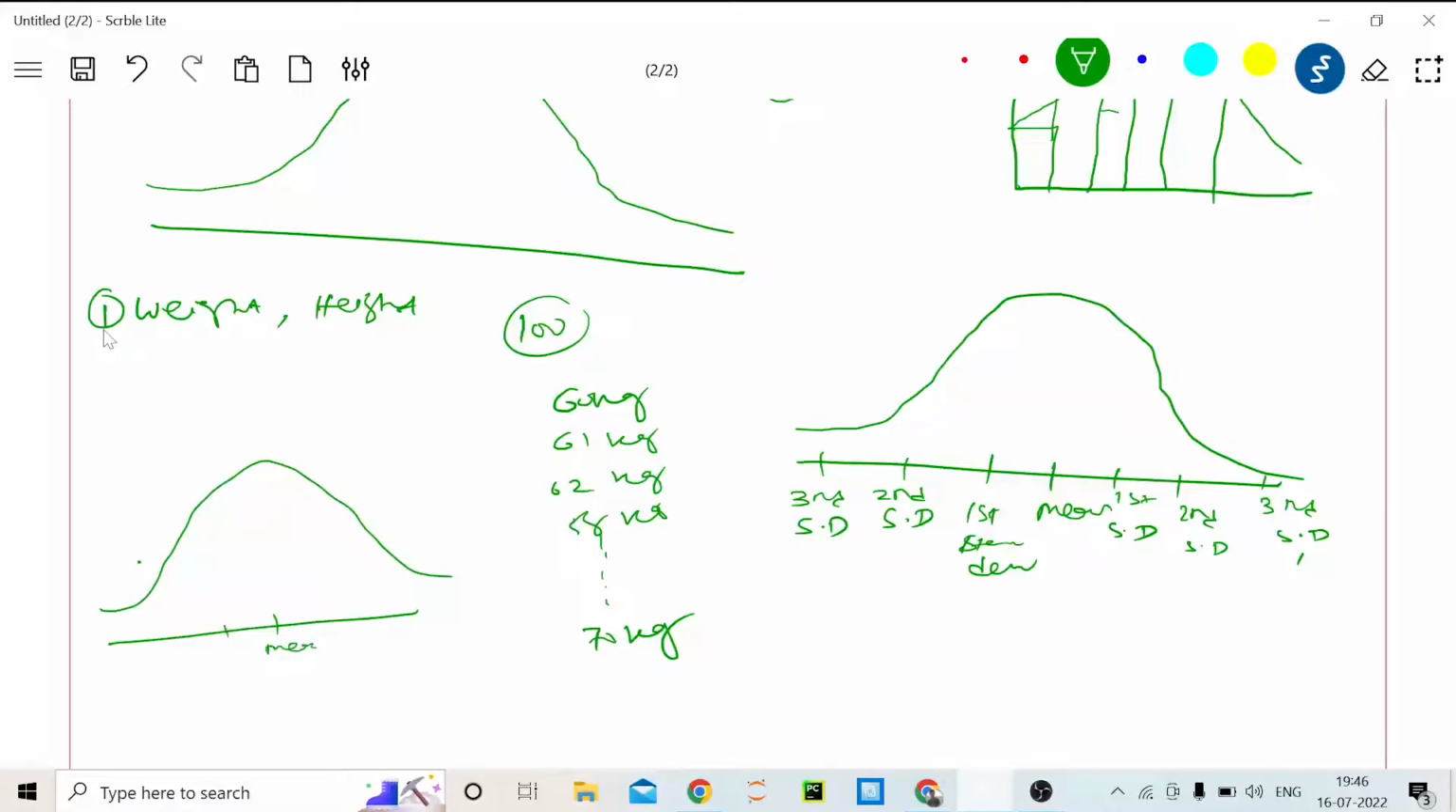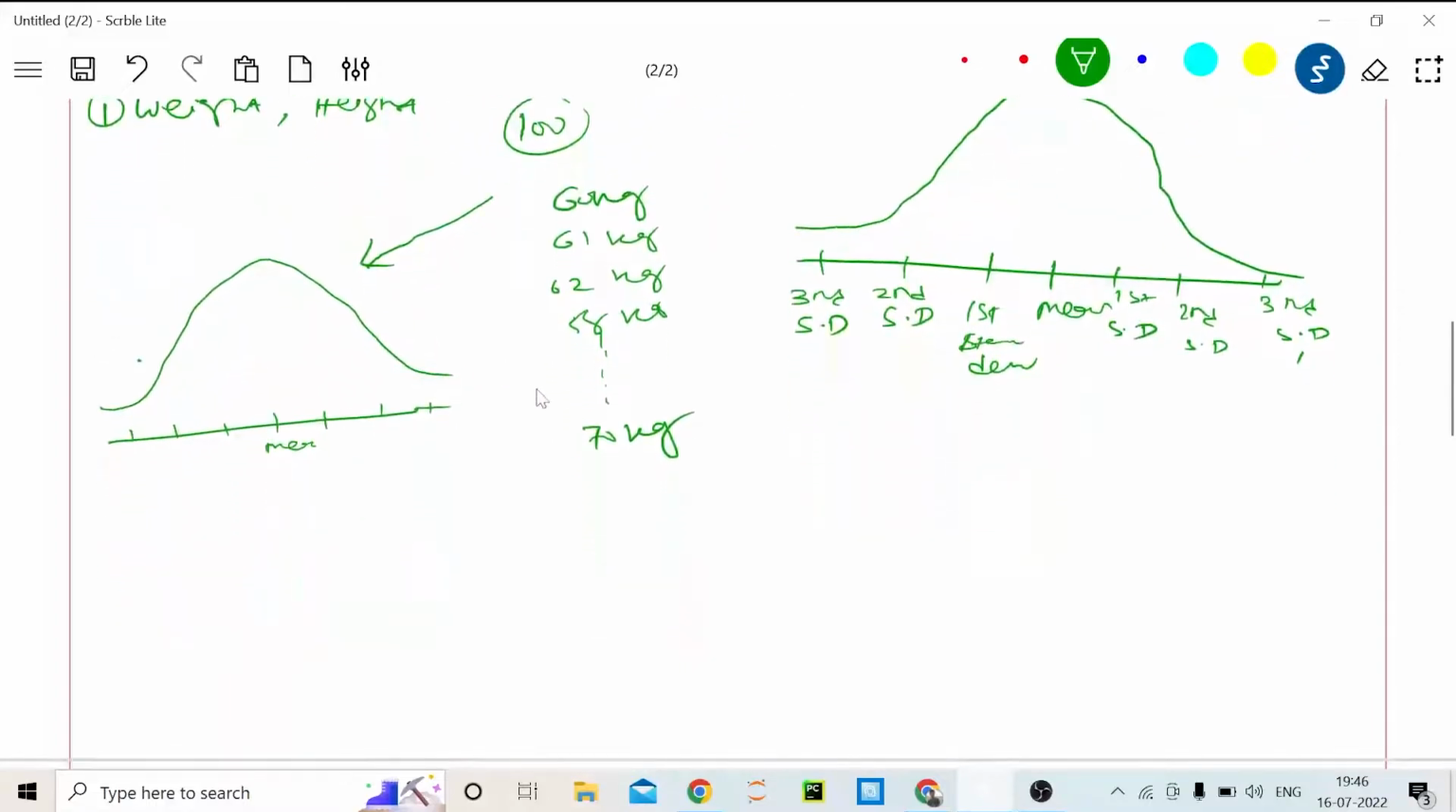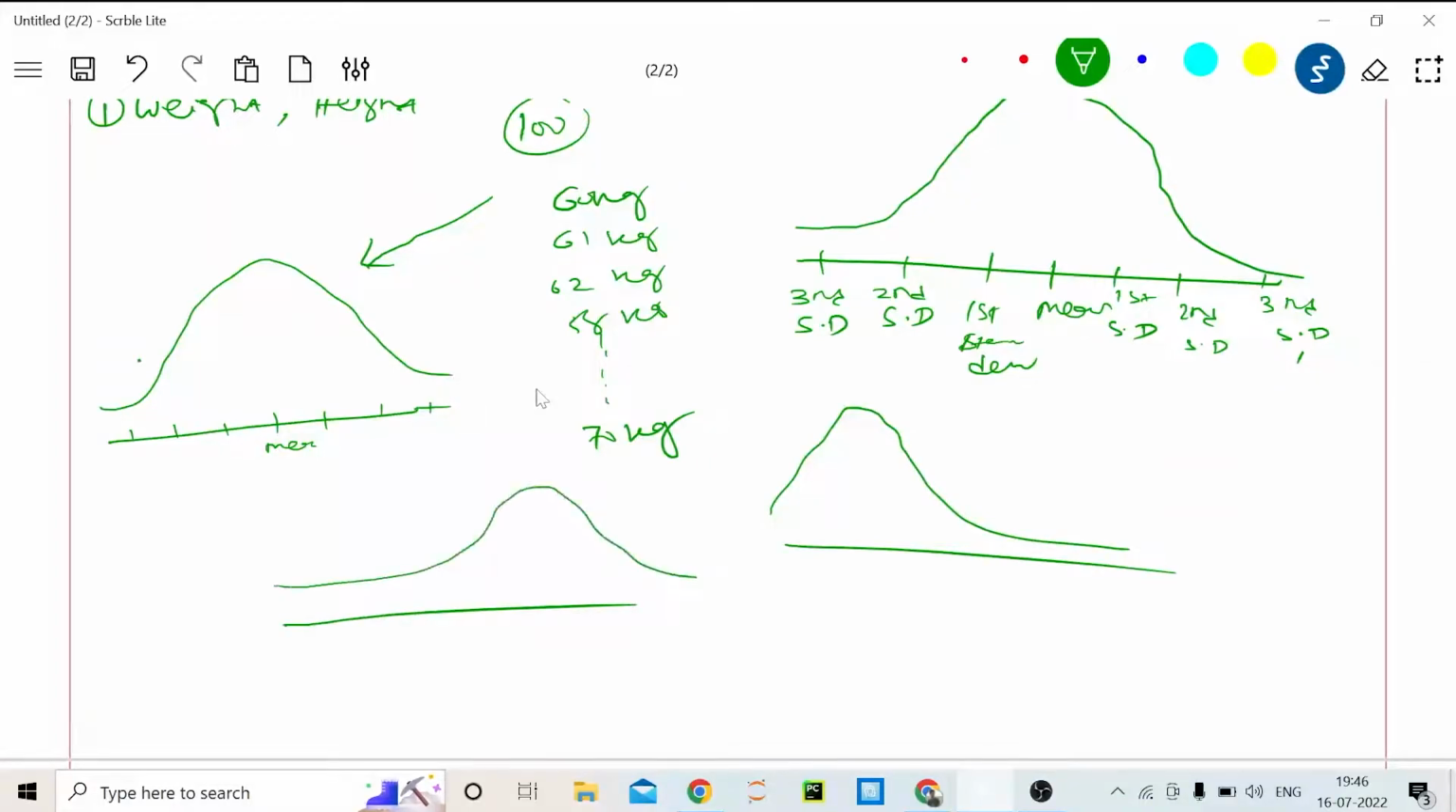Your first standard deviation, second standard deviation, third standard deviation to the left, and first, second, third standard deviation to the right. When you form this kind of graph, you will always see that it follows this Gaussian distribution. You may ask me whether the distribution may be followed like this, or like this. Then how am I confident that your weight or height always follows the Gaussian distribution?